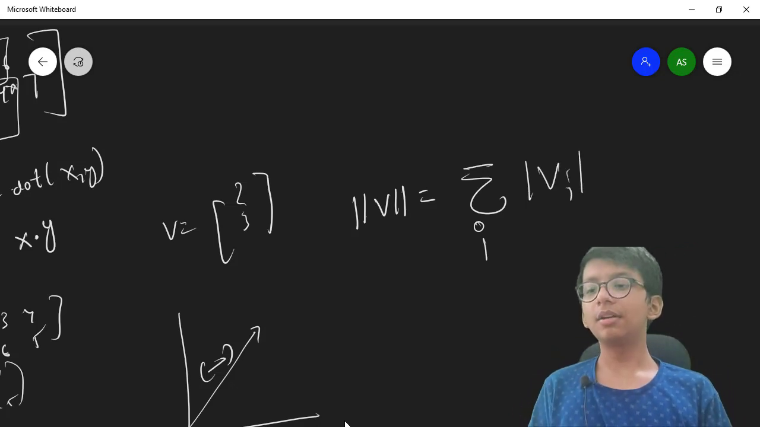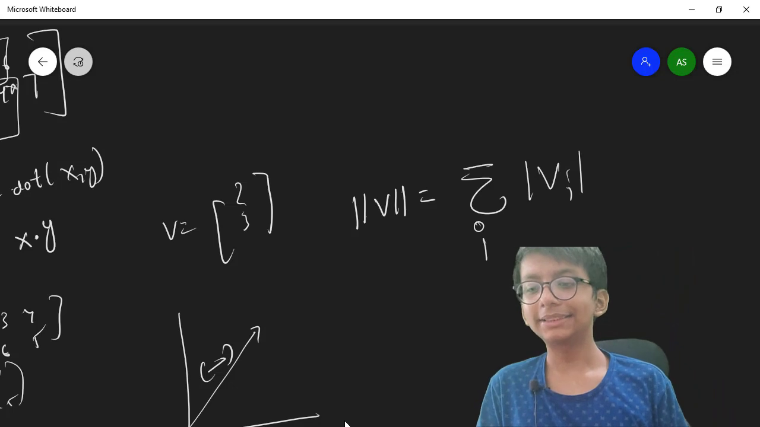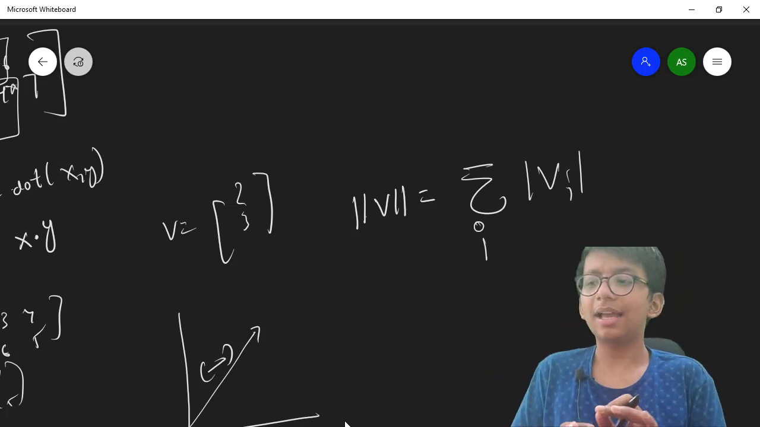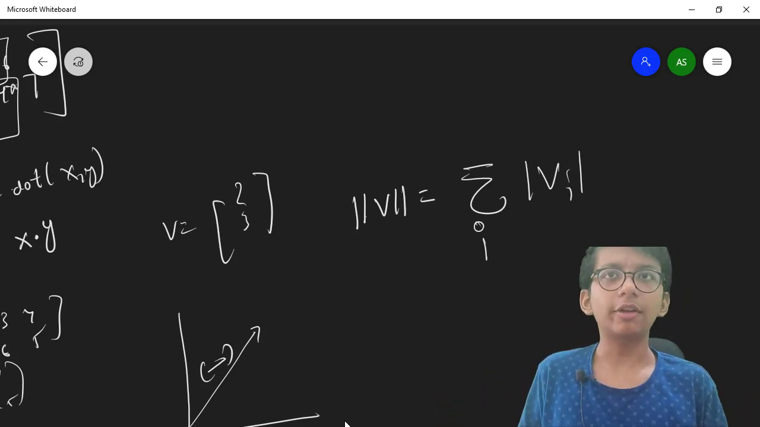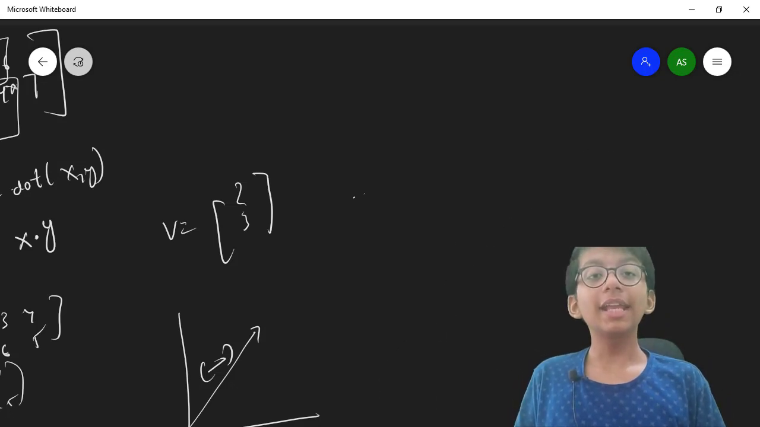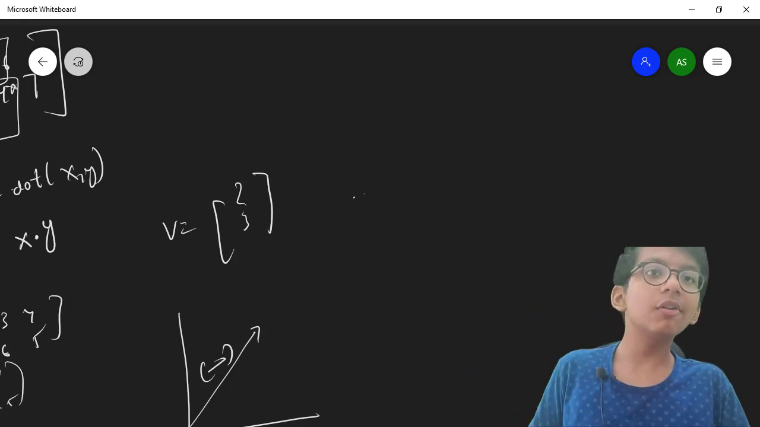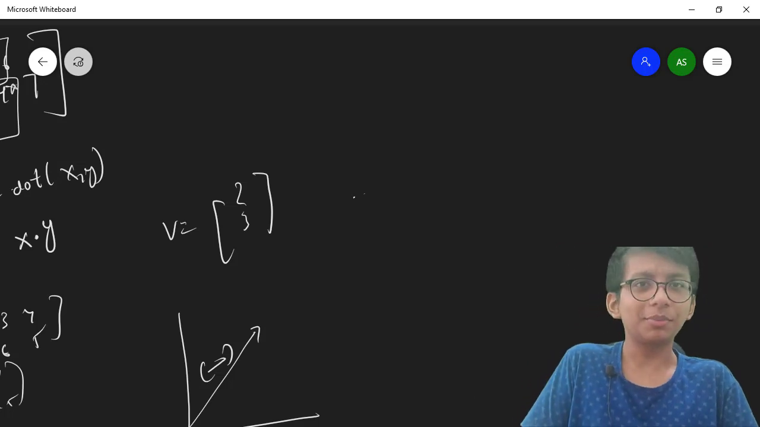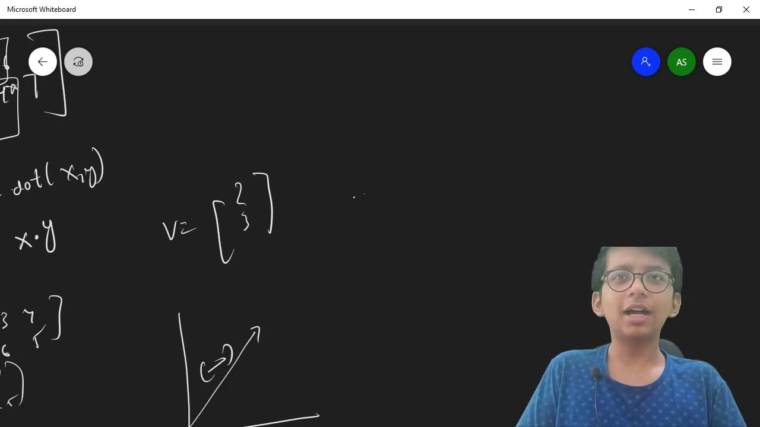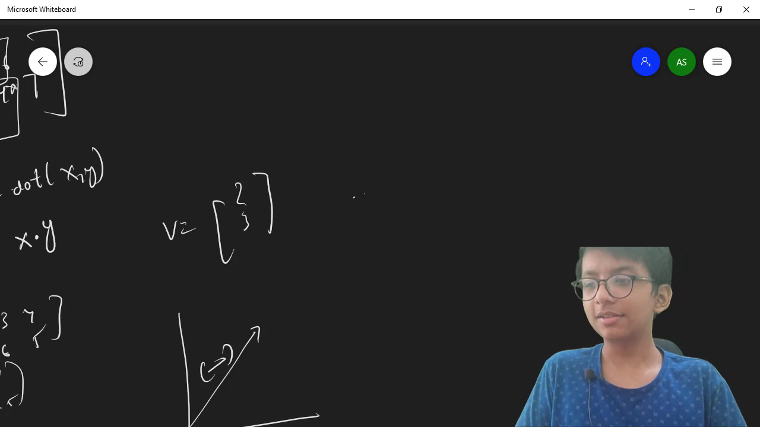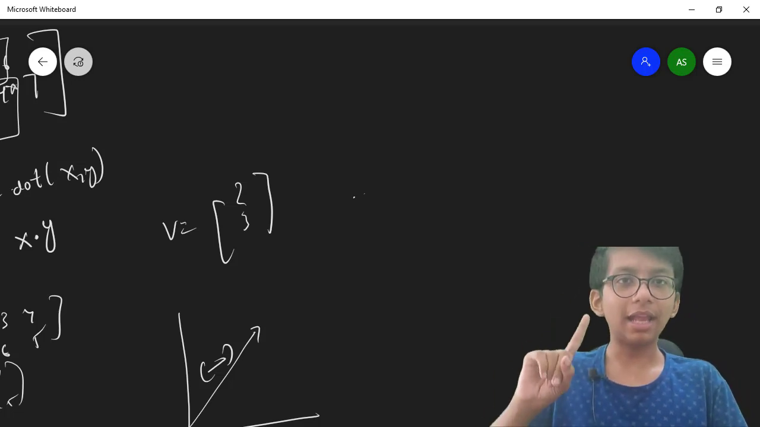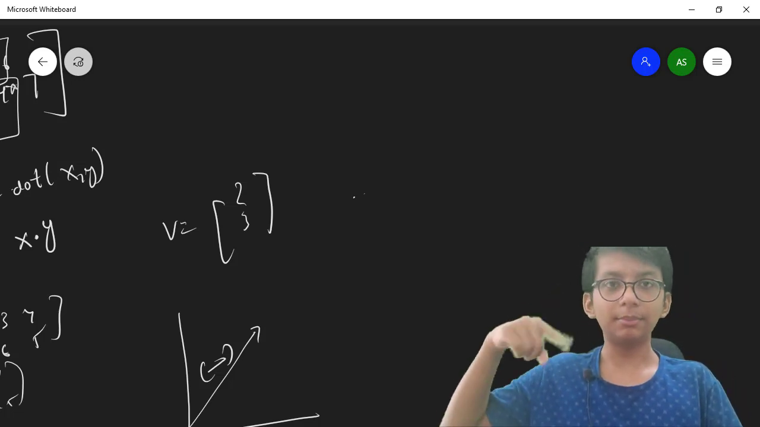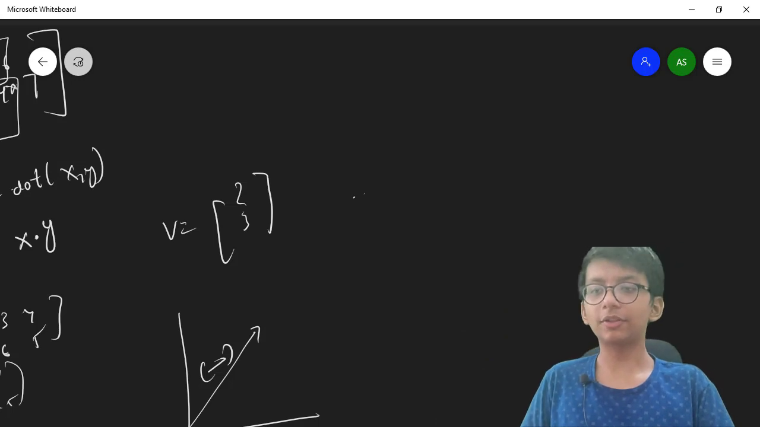Okay, so absolute value of xi. That's what we do. Okay, so for taking out the norms, we have L1 norm, L2 norm. L2 norm is just Euclidean distance. What we do in Euclidean distance is just square every element of the matrix and then take a square root. Let me write the equation for that.